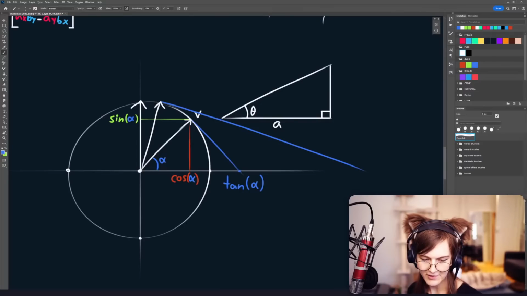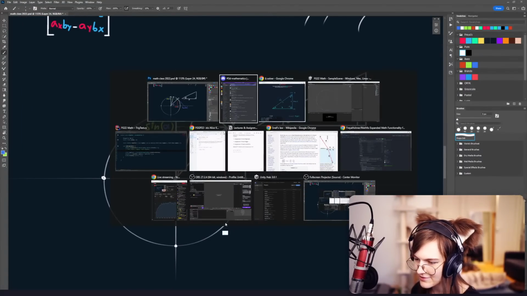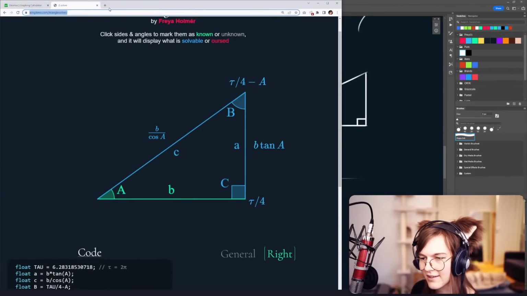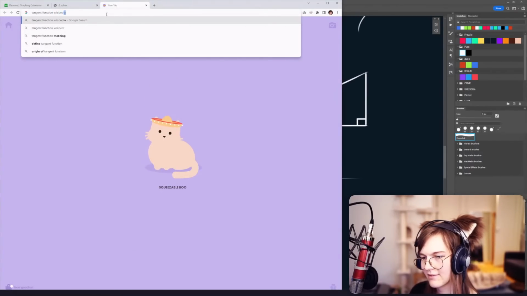But sine divided by cosine is smaller in that case. Well, in that case, I'm guessing it's the other way around. It's cosine divided by sine, right? I forget which order it's in.